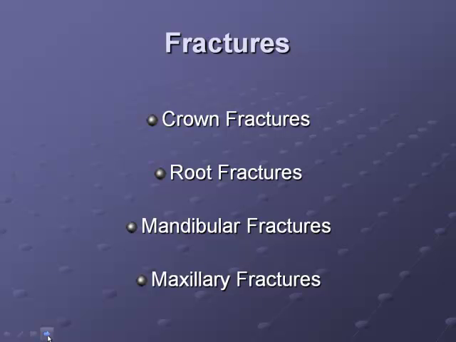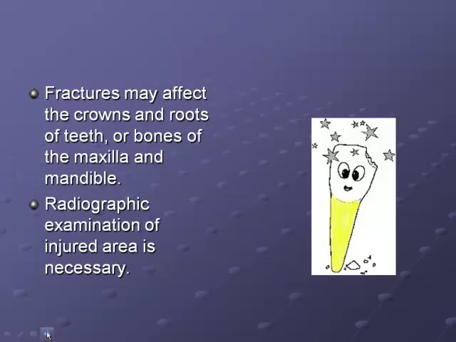Fractures of the mandible and maxilla may be seen in part on periapical film, but larger views, such as panoramic or extraoral films, are needed for complete visualization. The fractures appear as a radiolucent line, and the radiographs may show displacement of fracture segments. Fractures may affect the crowns and roots of teeth or bones of the maxilla and mandible. Radiographic examination of the injured area is necessary.